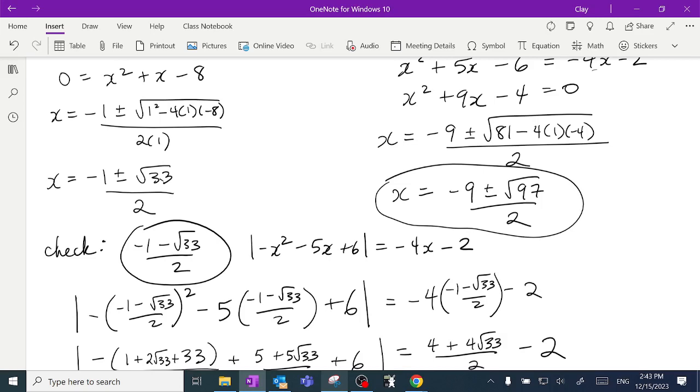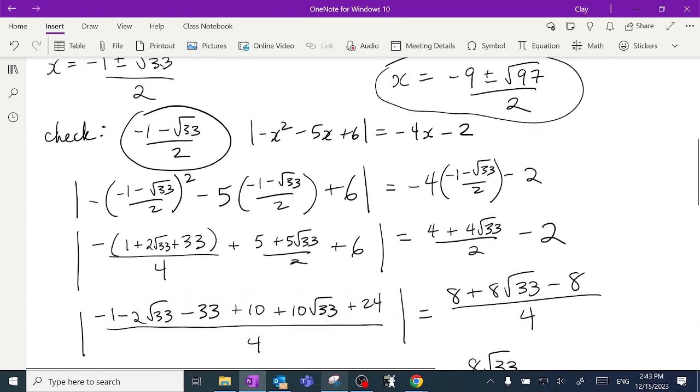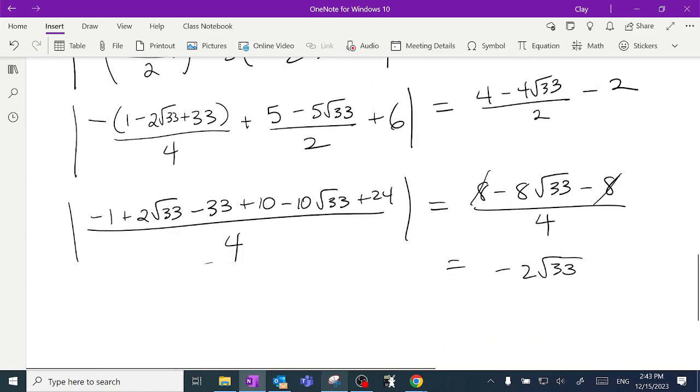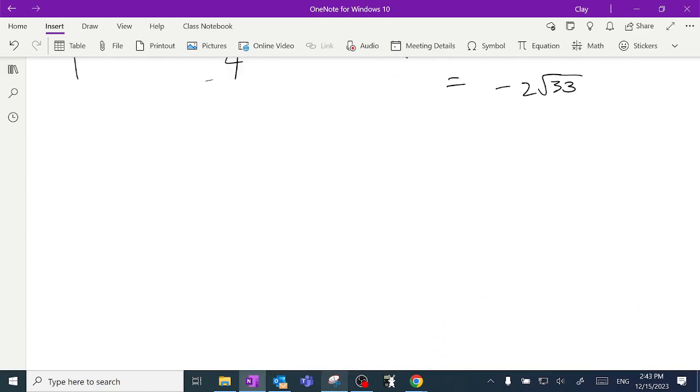Yep, there is another way you can tell something's extraneous without having to go through all this rigmarole. We can look at the piecewise function. So, what is the actual function here? Well, the function here again was absolute value of x squared minus 5x plus 6 is equal to negative 4x minus 2. Now, there were two cases I made, right?